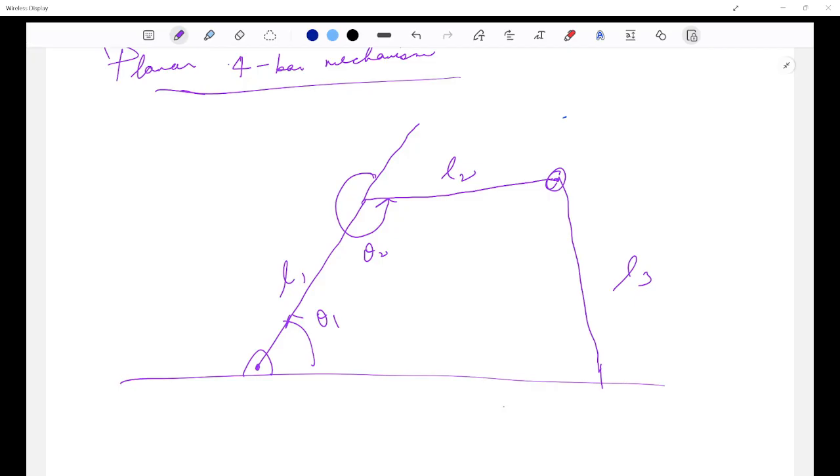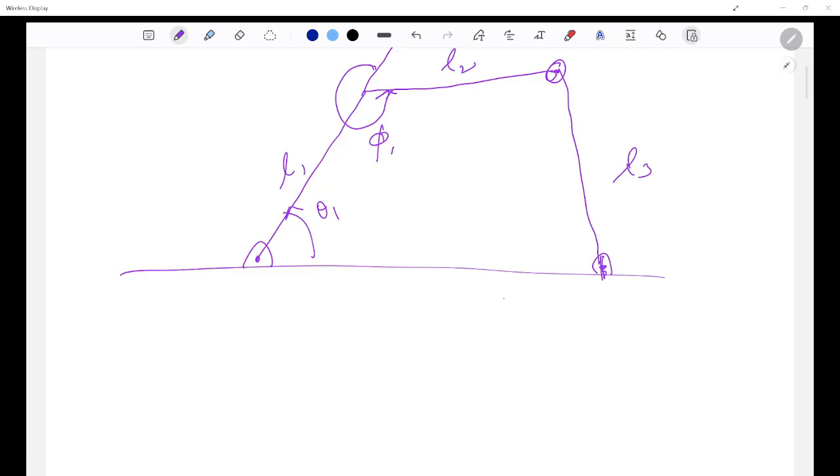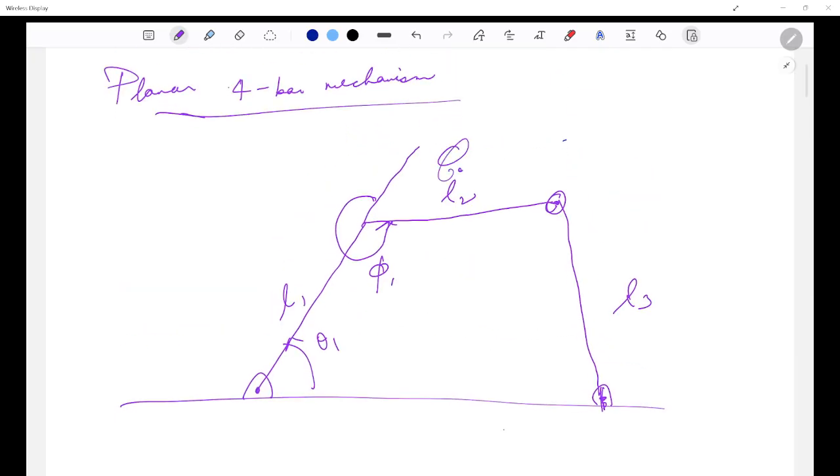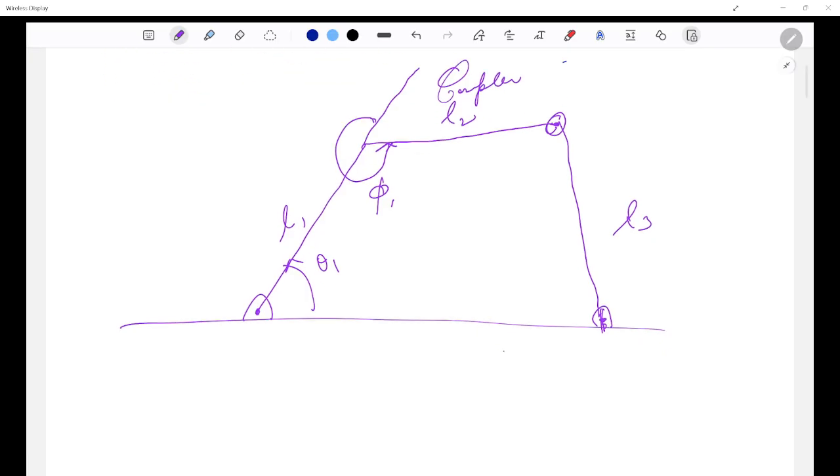It is theta 1 here. I should not write it here. It is phi 1. So it has 4 joints, and I'm sorry for what I said earlier. This is a passive joint. This is also a passive joint, and then you have it fixed over here. All right. Now, what happens here? One thing is, this is called coupler. L2 is called coupler.